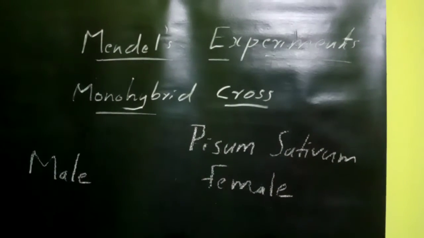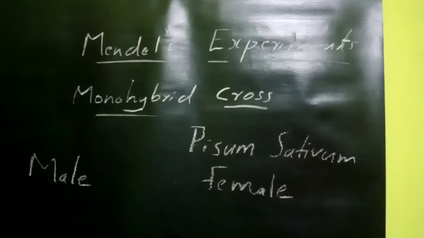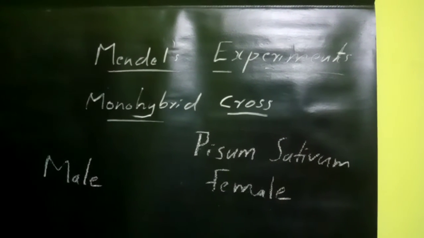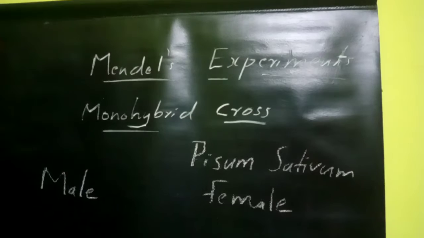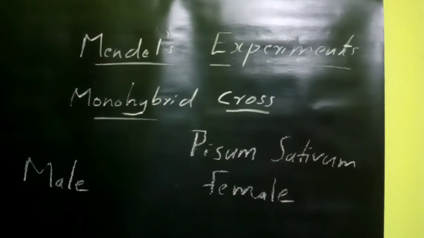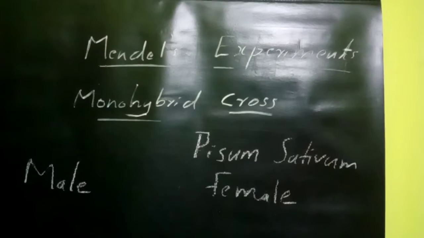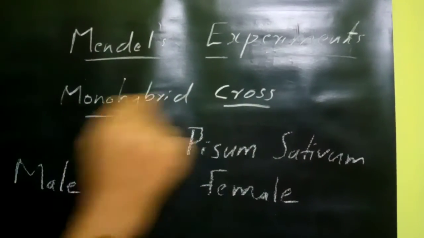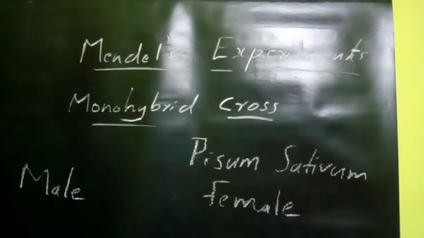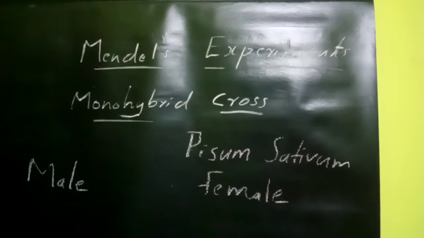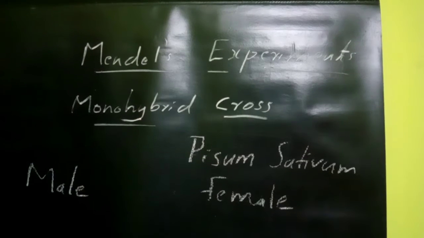And he considered only a single character. In male, he considered one character, and in female also he considered another character. In this way, if you are considering only a single character for a hybridization cross, then we can call it a monohybrid cross. Monohybrid cross means one hybridization cross by considering only a single pair of contrasting characters.